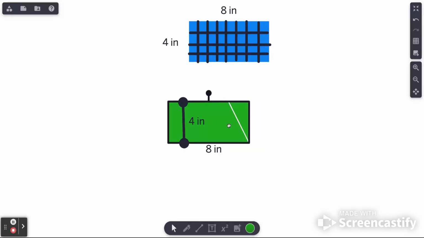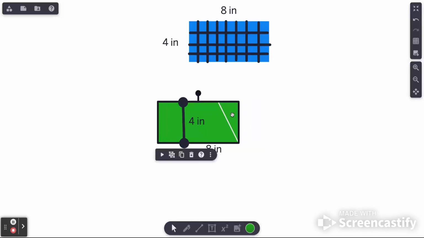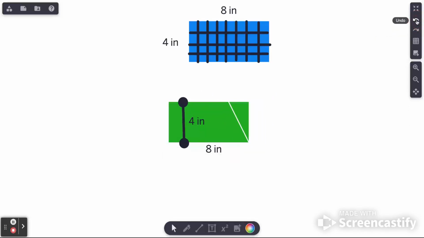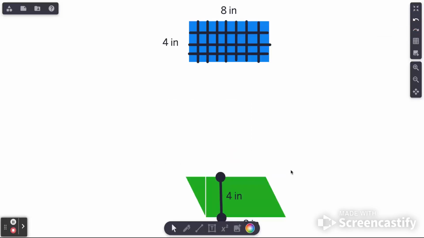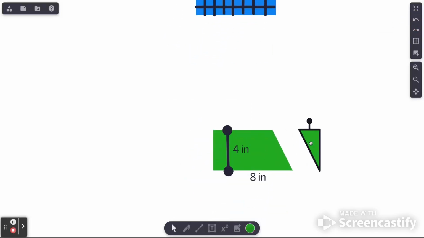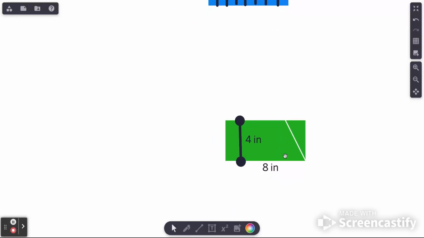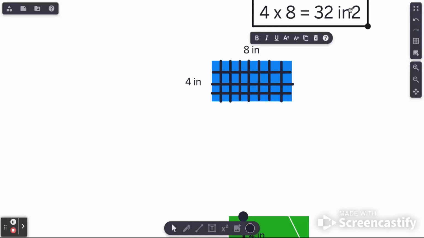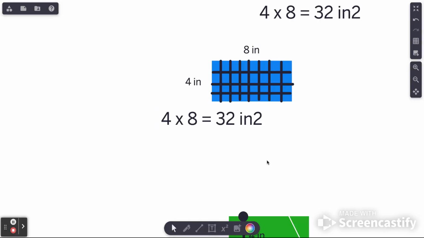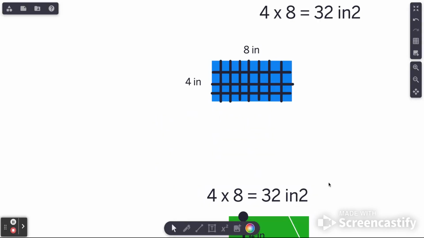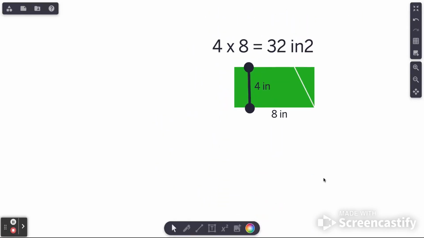The only thing I did was move this piece over to here so that I could see it visually more. And now I have a shape that is exactly the same as my rectangle. So I can see my measurements are still the same. I still have a base of 8 and a height of 4 inches. So I can actually use the exact same equation for my parallelogram, because it still has these same measurements.